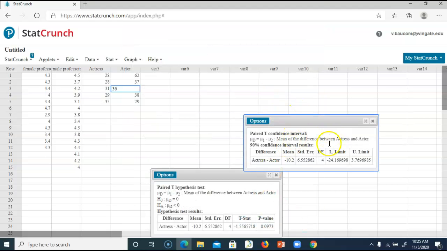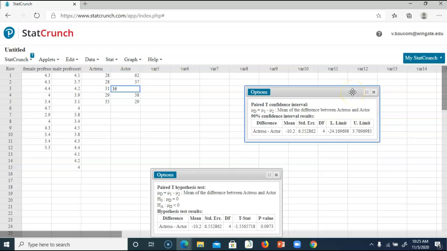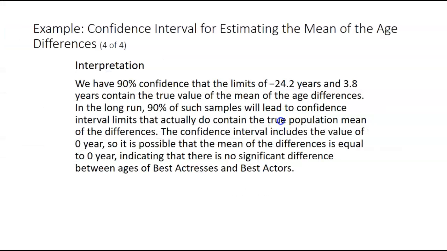Here I see my lower limit, which is negative 24.17, and my upper limit is 3.77, which is exactly what we got on the calculator. So I don't have a preference whether you use the calculator or StatCrunch, as long as you can find it using one of those. Even though the dependent paired case is a little bit different than the other two population samples, it is something that's very important to understand because it's used a lot in looking at before and after situations and so forth.